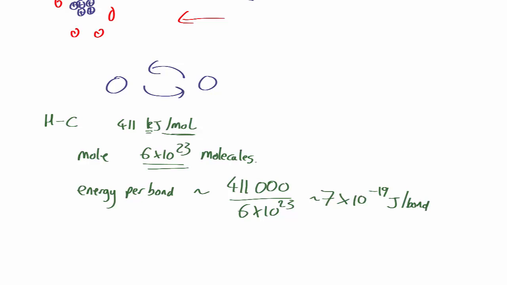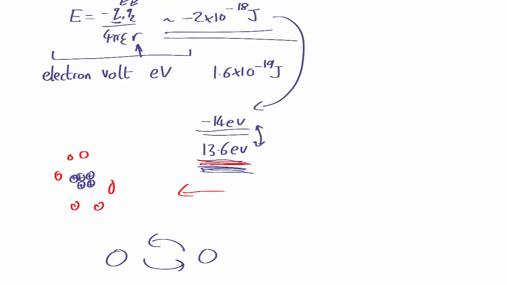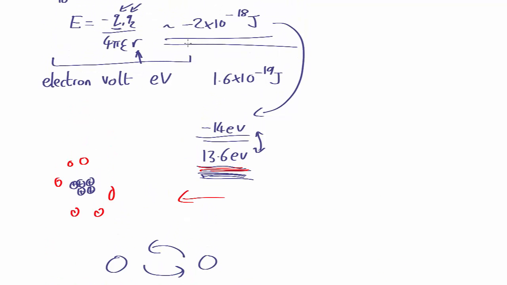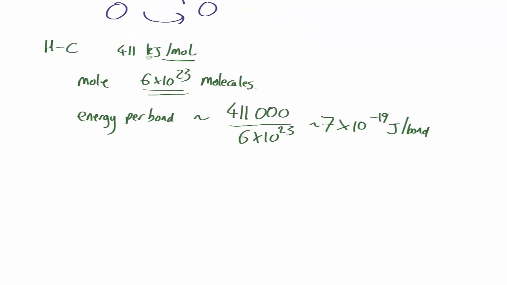And if you remember, we worked out a characteristic energy of about 2 by 10 to the minus 18, as opposed to 7 by 10 to the minus 19. So that's only a factor of about 3 or so off. So this is about 3 times less, which is pretty good. So it seems to work. This energy of about 10 to the minus 18 joules seems to be a good characteristic energy for a chemical bond or ionizing an atom.